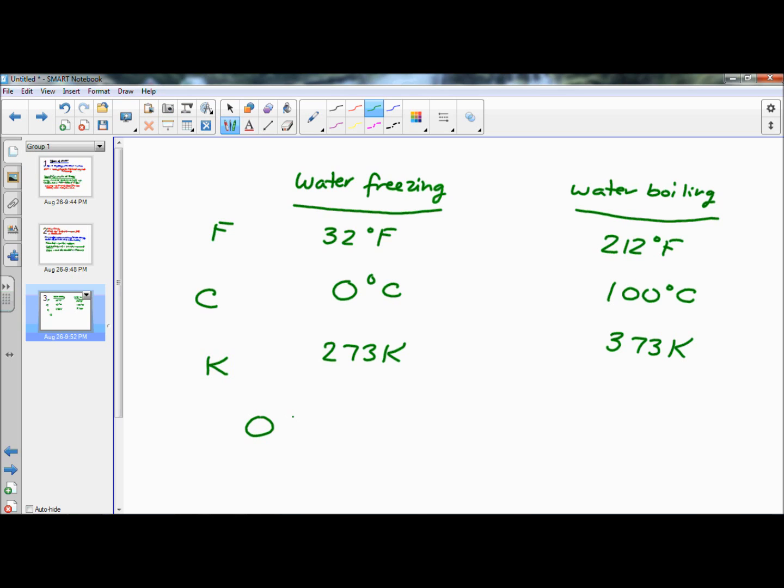And he decided to call this 0 on his scale, which was called absolute zero. This is the coldest temperature of anything. Space comes really, really close to absolute zero. Not exactly, but very, very close.